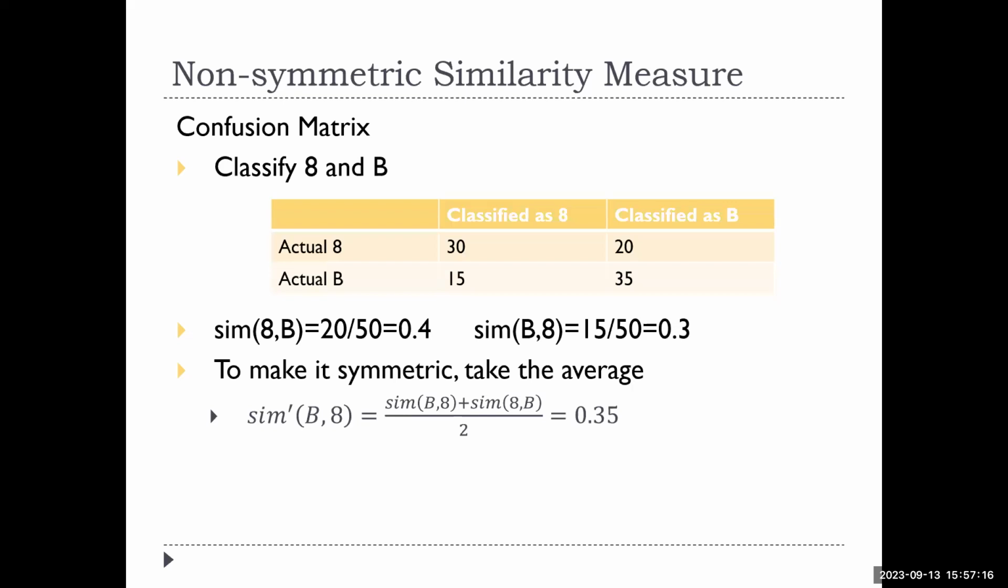So you know that the system is able to recognize B better than 8. The similarity of B to 8 is not the same as 8 to B. Probably we are a little bit more careful when writing B, but not very careful when we write 8. That's what it means. But to make it symmetric, you can just take the average of the similarities, and that is going to be symmetric.